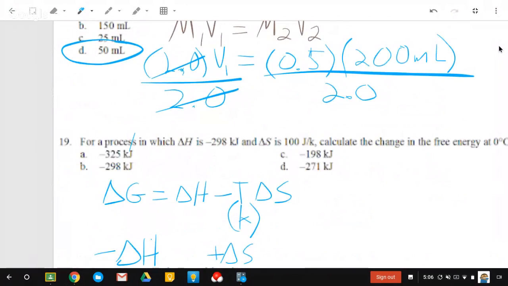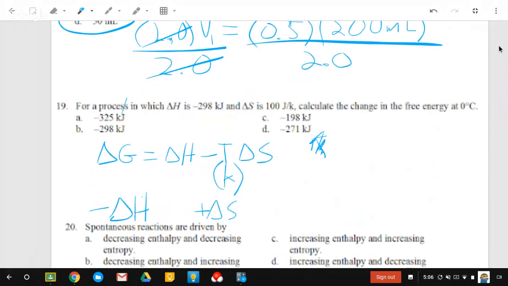19 is really easy. It's a Gibbs free energy problem. You really just plug in the numbers. I don't think any of these were actually the answer, but let me show you how you would set this one up. One thing to keep in mind is that Gibbs free energy uses Kelvin. So you might have to convert whatever temperatures they give you to Kelvin. So this one's in Celsius.